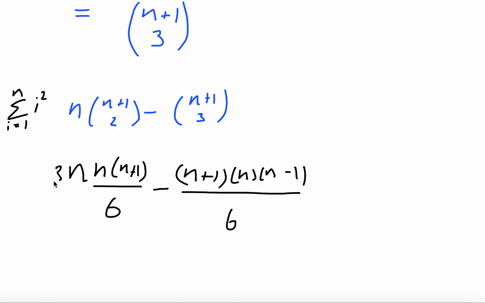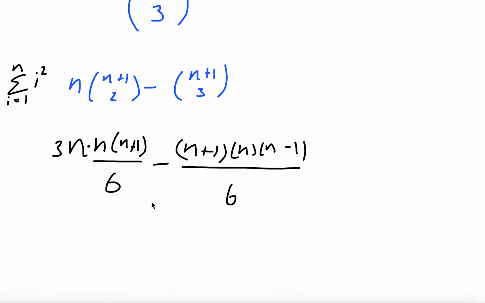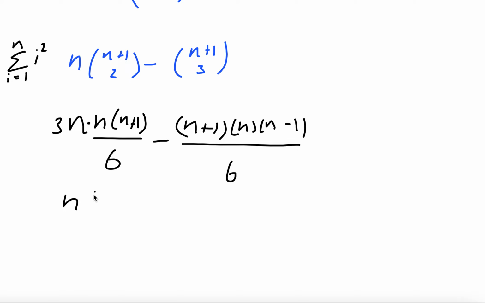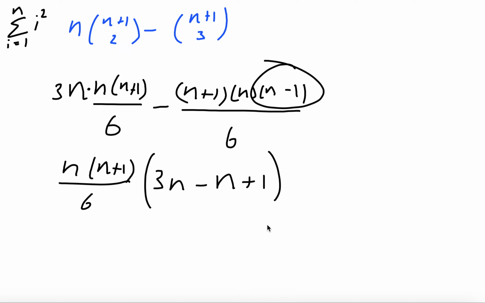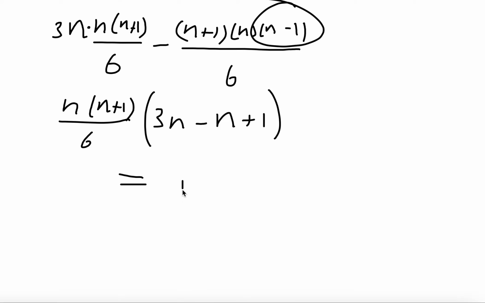So that we can have a common denominator, we can multiply by 3 on top and bottom like this. So you have 3n times n plus 1. And now we can factor out an n times n plus 1 over 6. That leaves us with 3n, and here we subtract from that the quantity n minus 1, which becomes minus n plus 1. And this leaves us with n times n plus 1 times 2n plus 1, all over 6.